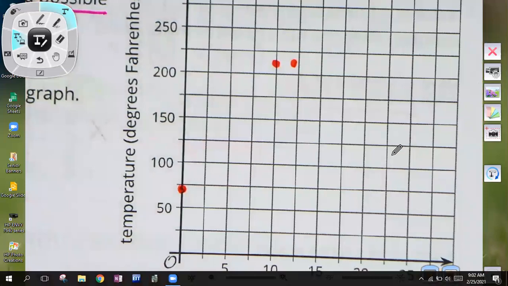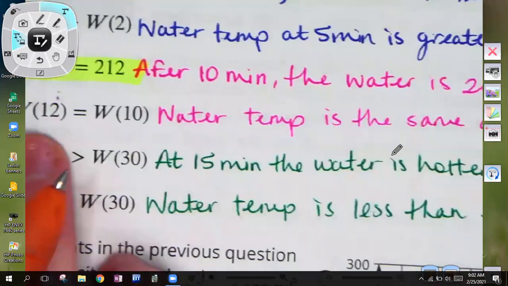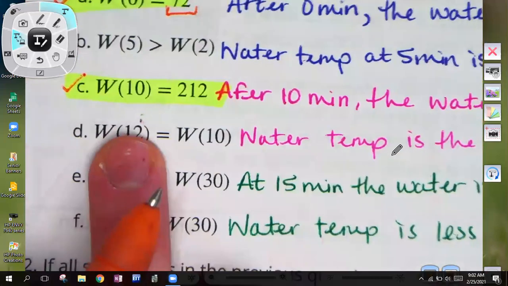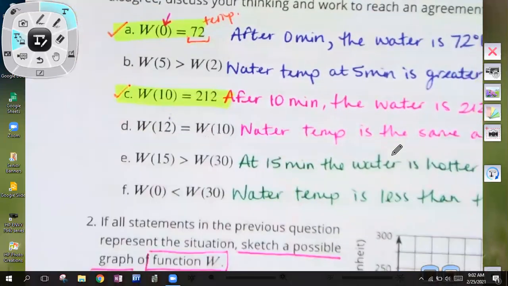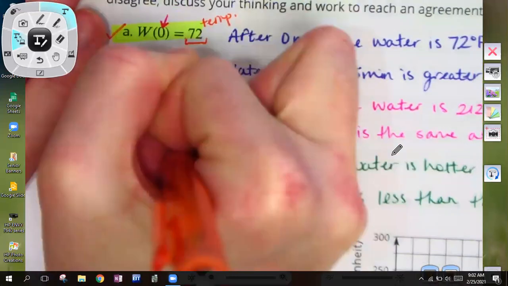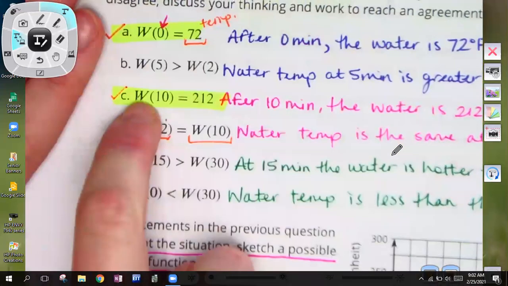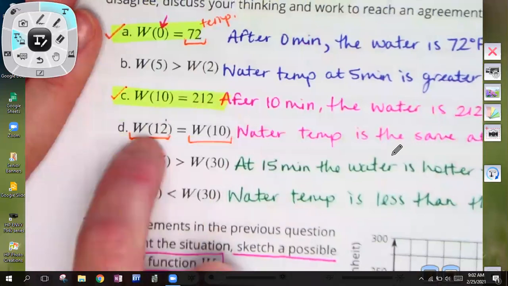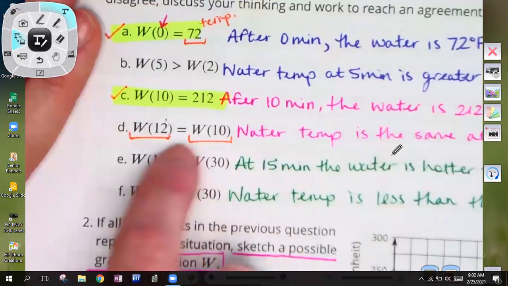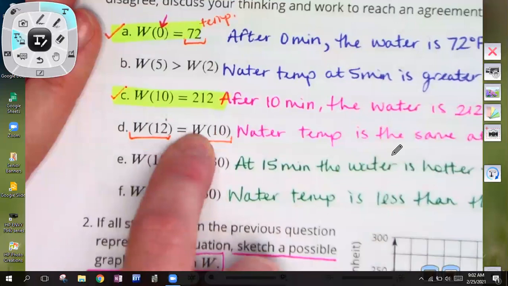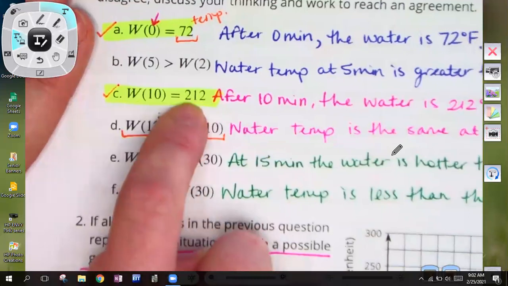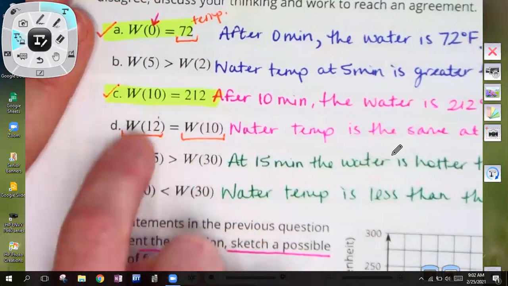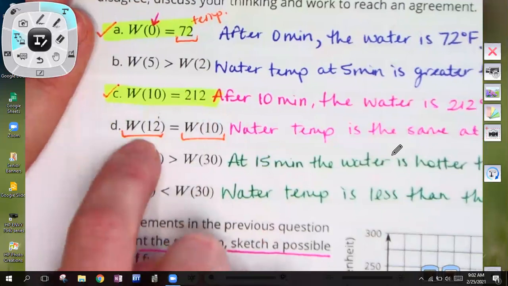Wait, how do you know? Because right here, it tells us that when we go to our input of 12, it's not the input, it's just the same. These are equal. So if W10 equals 212, then W12 also equals 212 because those are the same thing. So W10 right here, the temperature is 212 at that? Yeah, they're equal.